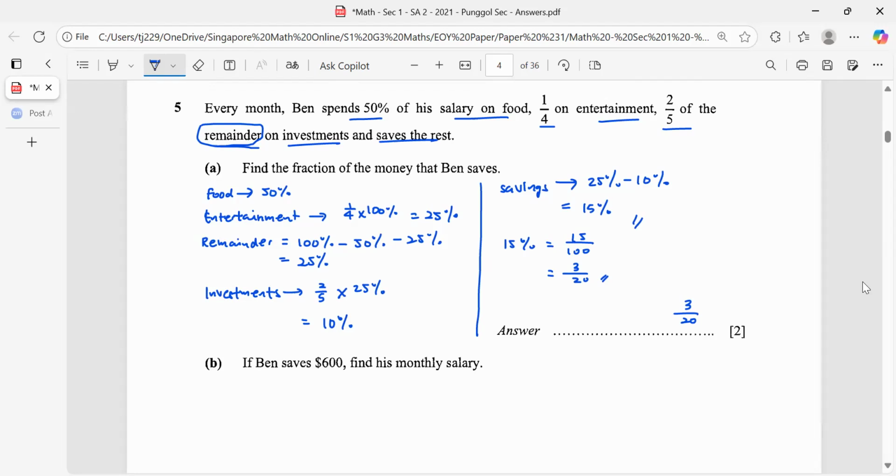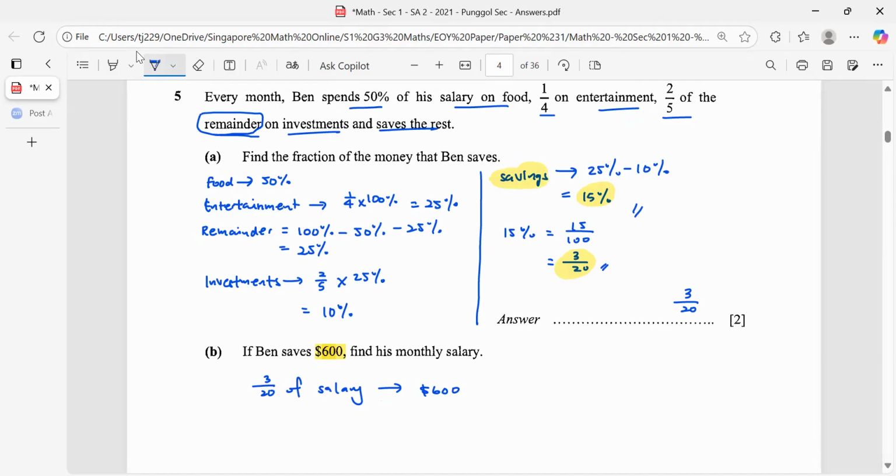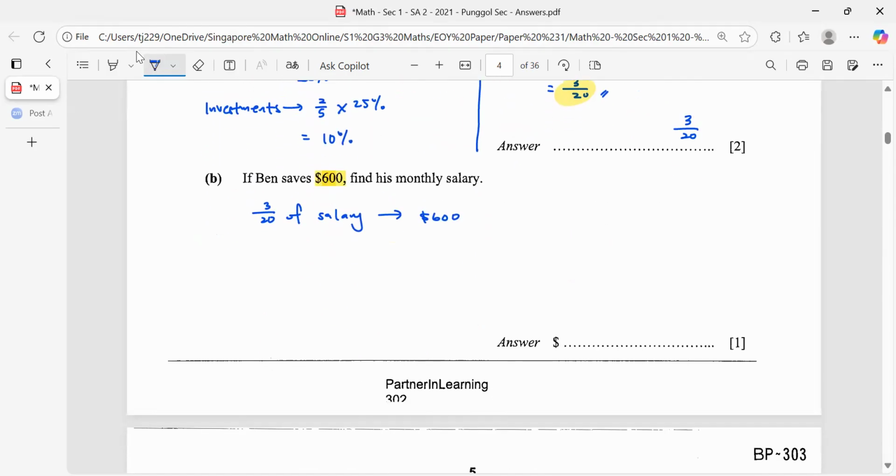Okay, let's see. Based on part A, we know that his savings is actually 15%. His savings also make up 3 out of 20 of the salary. And that's actually $600. Allow me to put this one down. Okay, now the monthly salary would be all 20 parts.